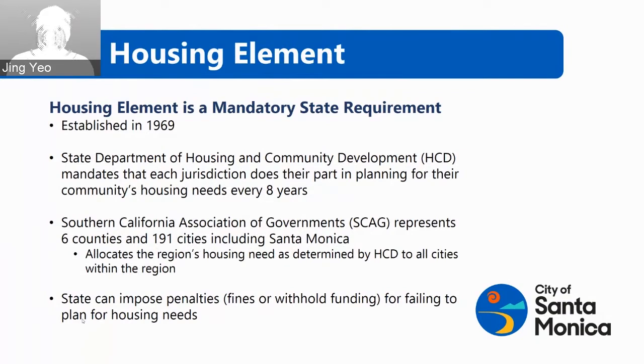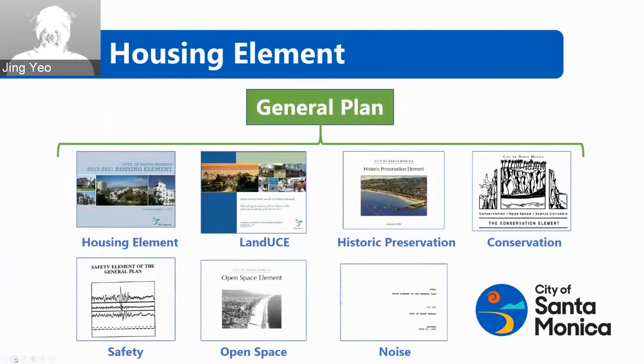And SCAG takes the allocation that HCD gives, and it allocates those housing needs to all the cities within the region, and that's what we're working on right now. It's important to note also that the state can impose penalties if the city fails to plan for those housing needs. So the housing element is one of the mandatory components of the general plan.